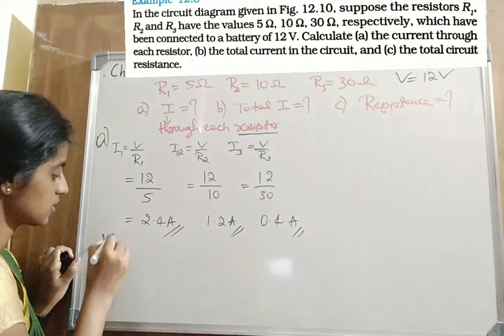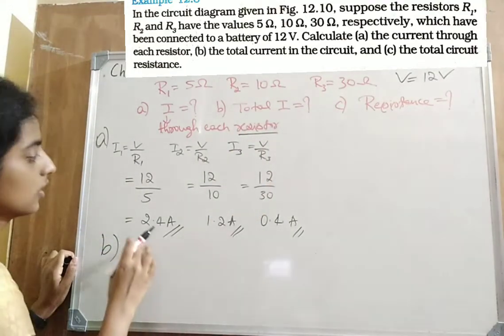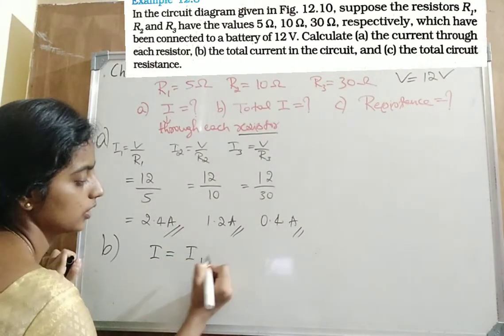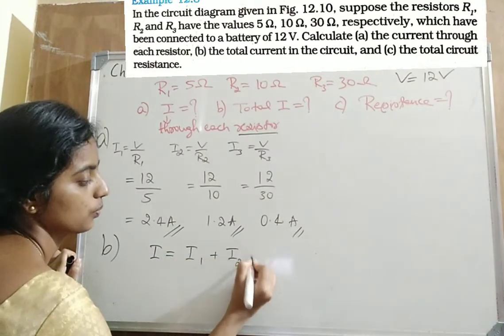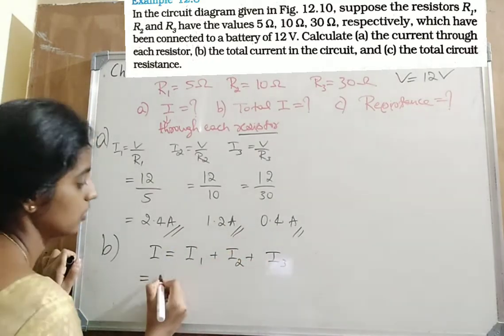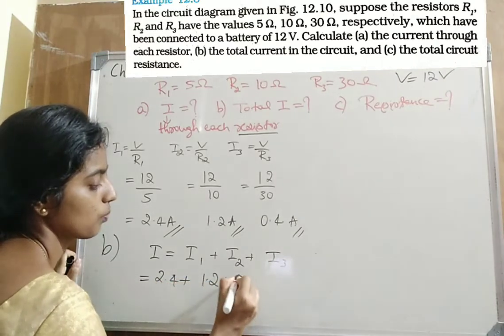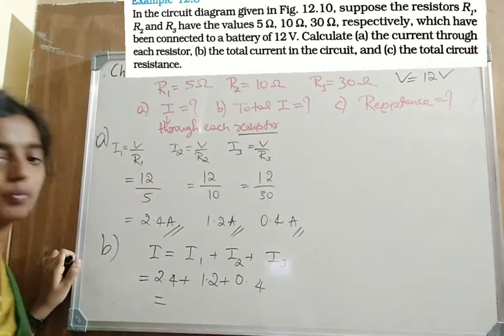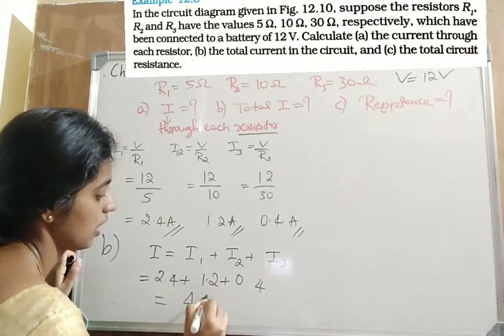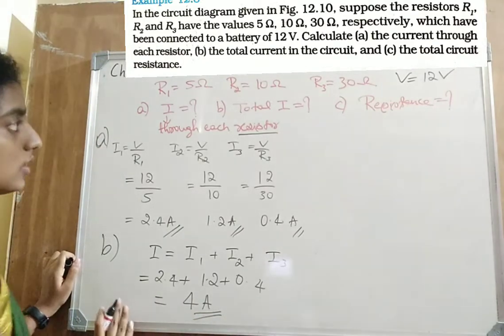Now see what is our second question. Total current. It is nothing but, use the formula I is equal to I1 plus I2 plus I3. Substitute all the values, 2.4 plus 1.2 plus 0.4, and see how much we'll get. We got 4 ampere. So this is for the second question.